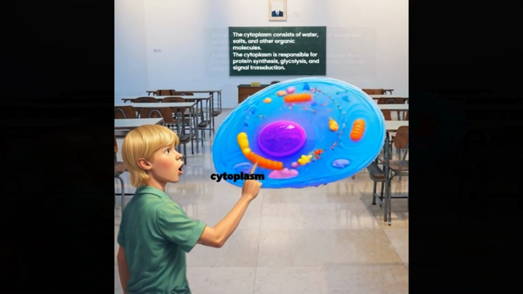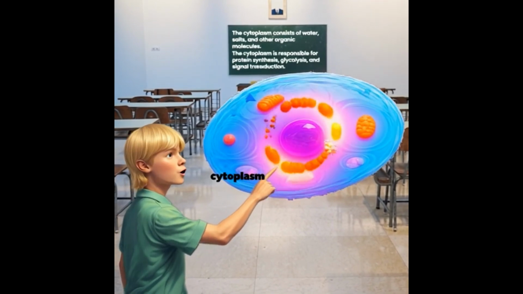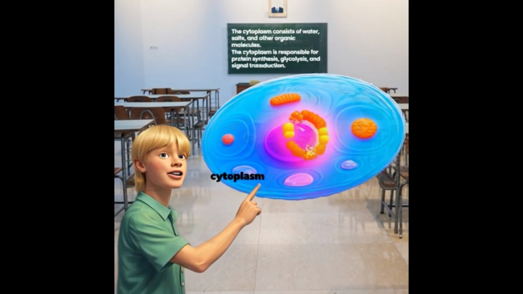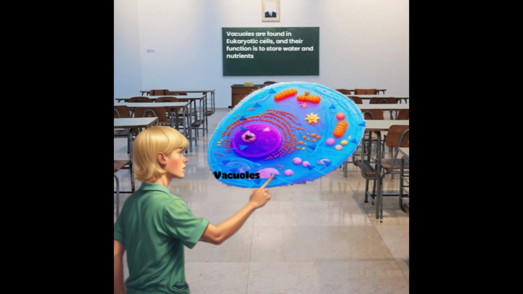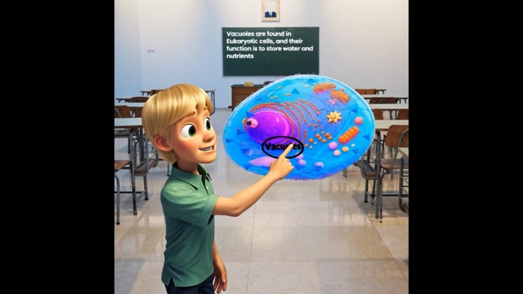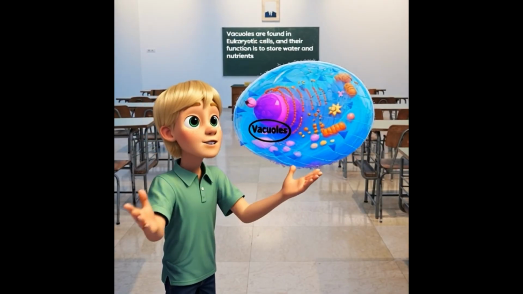The cytoplasm has water, salts, and other organic molecules and is responsible for protein synthesis, glycolysis, and signal transduction. Vacuoles are found in eukaryotic cells, and their function is to store water and nutrients.